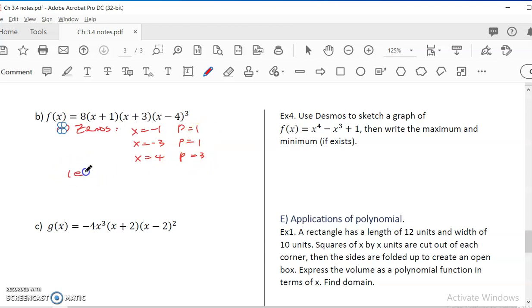Leading term, because the leading term determines end behavior. And for end behavior, I'm going to just draw a picture. It is 8 times x times x times x cubed, so it is 8x to the 5th. So we know that the end behavior would be just like the x cubed graph. It falls on the left, rises on the right.